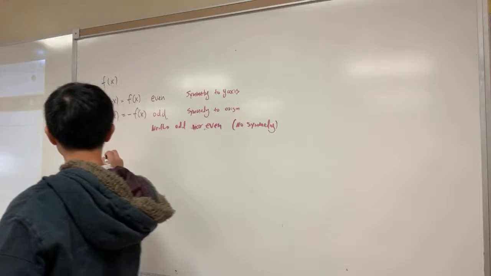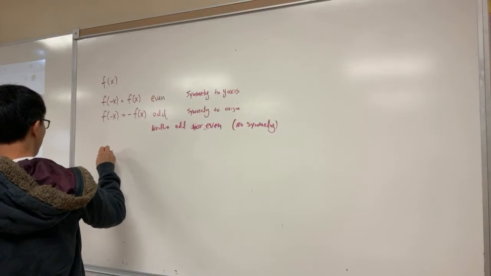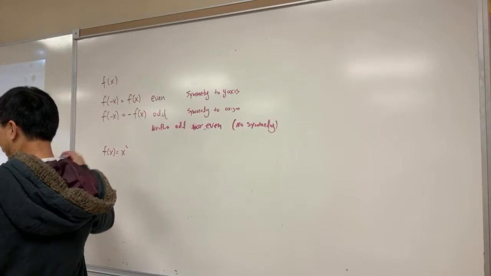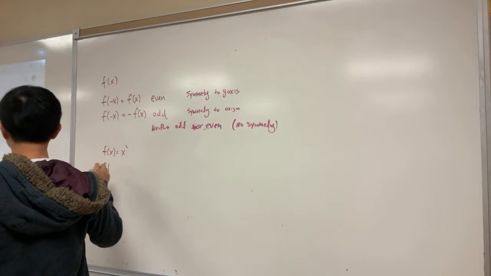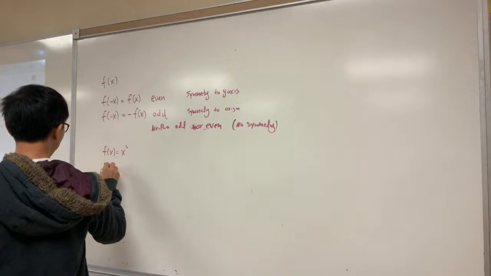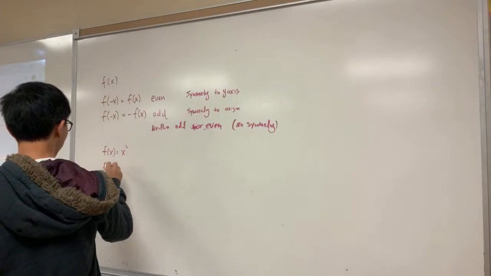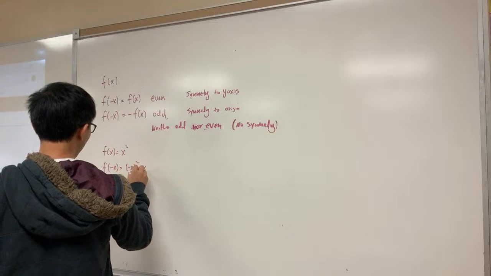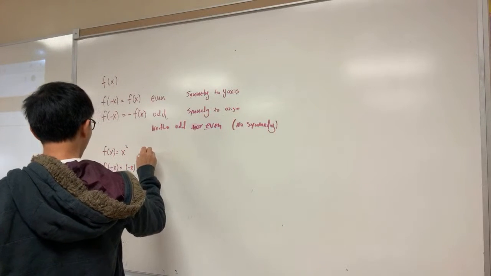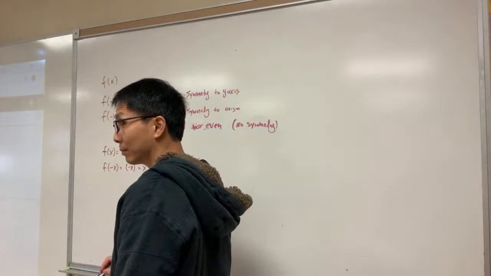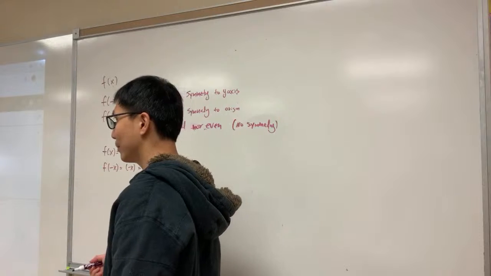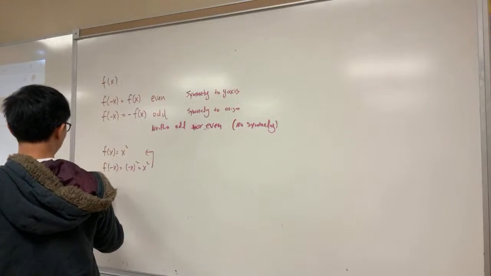Well, just imagine that f of x is equal to x squared. We know that's an even function, but we can verify. We have to show the proof. On your test, you really have to show it. You have to plug in negative x, and that's equal to negative x squared, and that's equal to x squared. You see that went back to the original equation, so it's even. If it goes back to the original one, it's even. If it doesn't, it's odd.